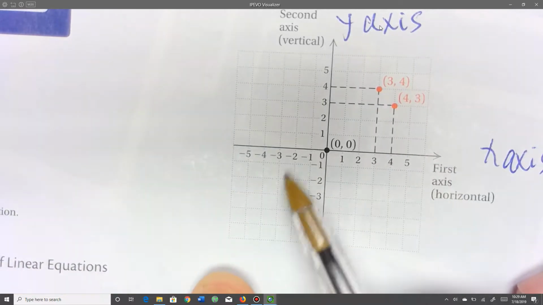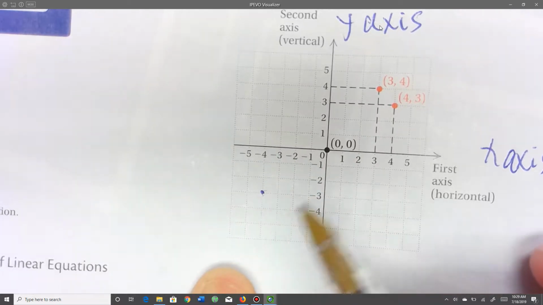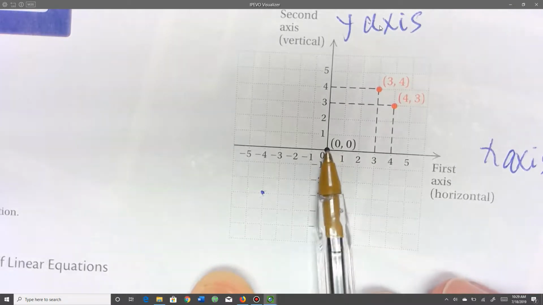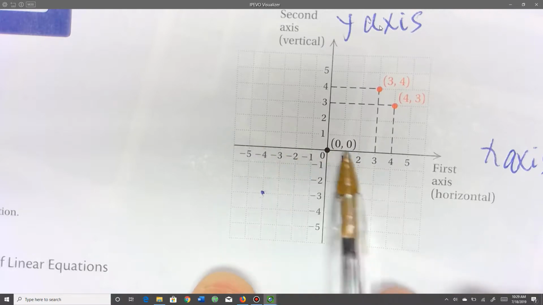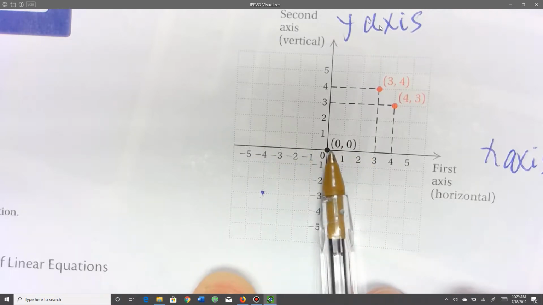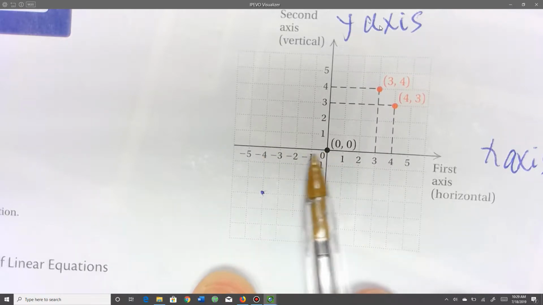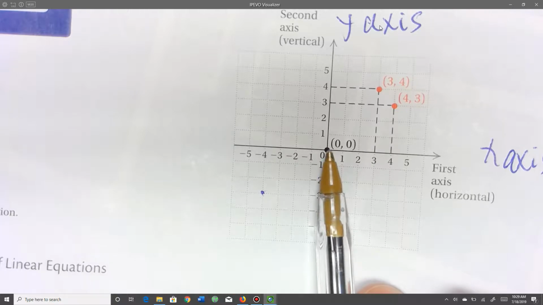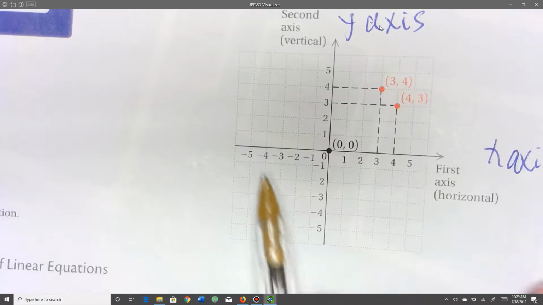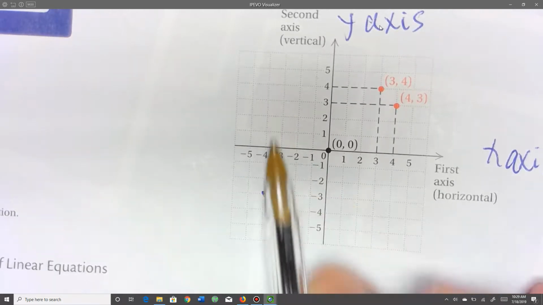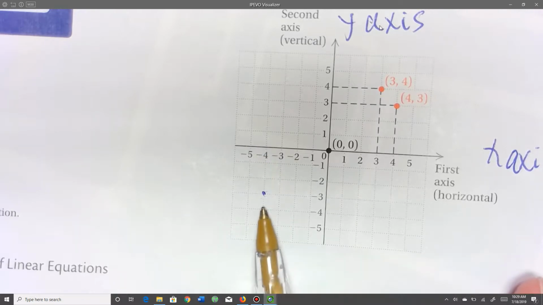Now let's say I was plotting a point here. Well, the way I would like to do it is I use the x-axis first. I run on the x-axis first, either to the right if the numbers are positive, or to the left if the numbers are negative. Okay, and then from there I either move up or down. If the numbers are positive, I move up. If the y values are negative, then I move down.